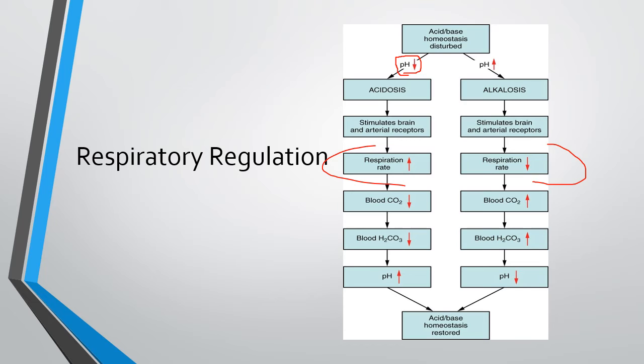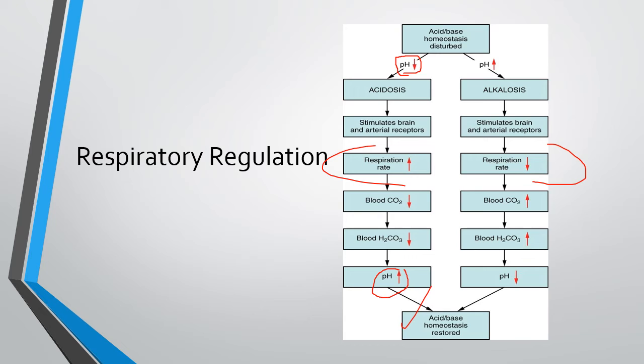As you remember in that carbonic anhydrase reaction, when the blood CO2 decreases, then the H2CO3 will also decrease because the reaction will go the opposite way to generate more CO2. So the carbonic acid value will also decrease. When the acid value decreases, the pH becomes more alkaline. So pH increases. So you have just compensated a decrease in pH by an increase in pH and restored the homeostasis. That is how the respiratory regulation responds to a decrease in pH, or acidosis.